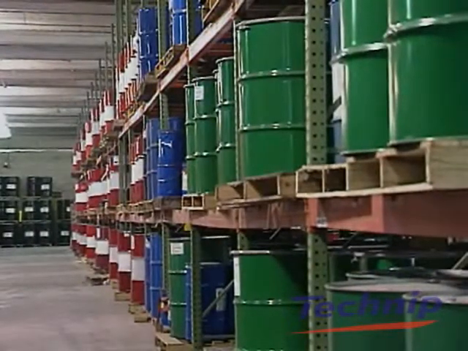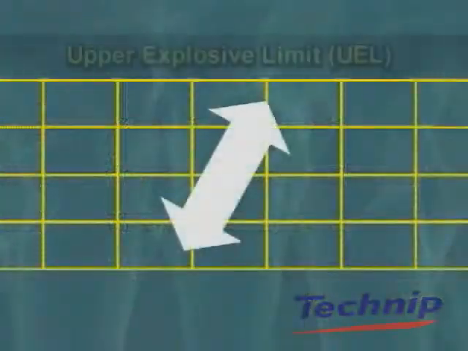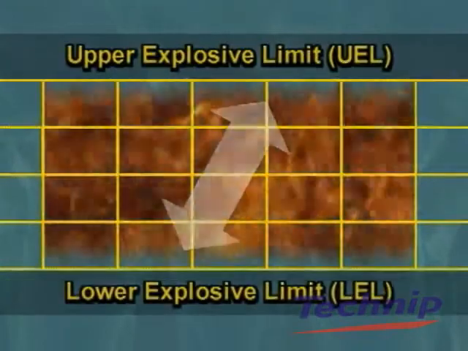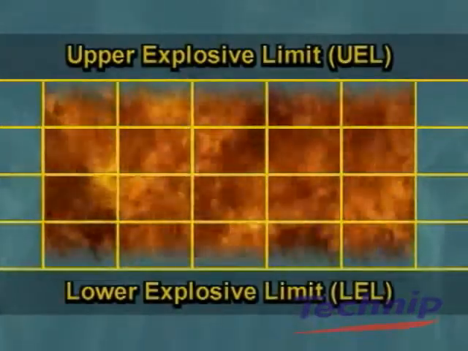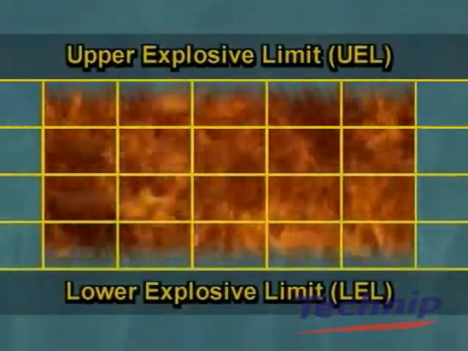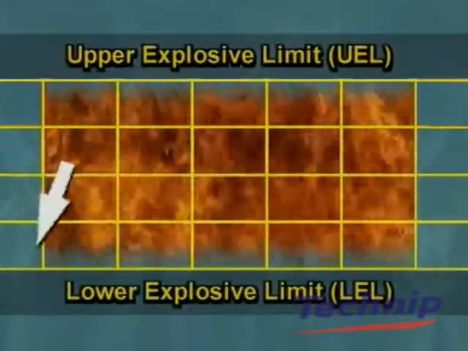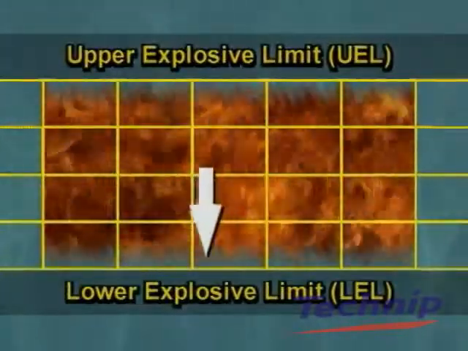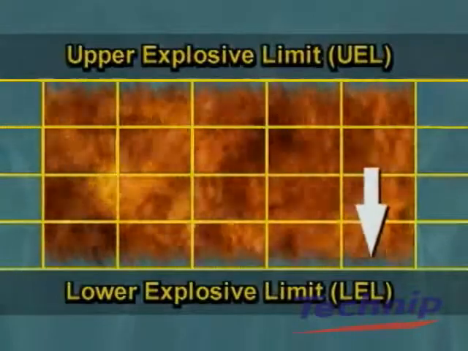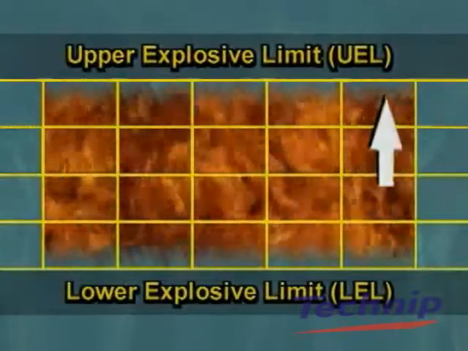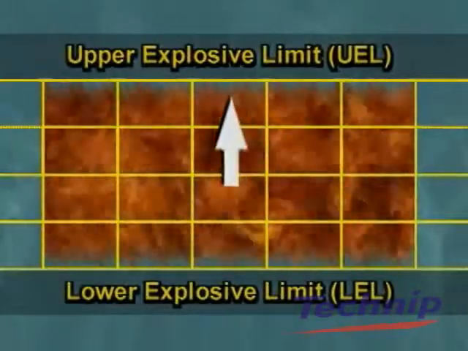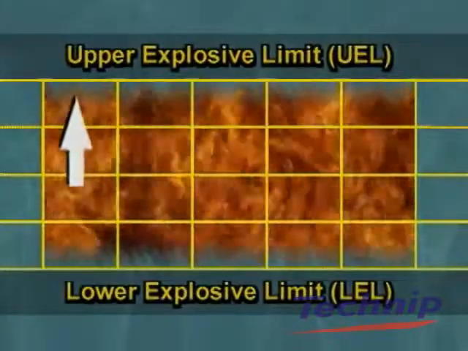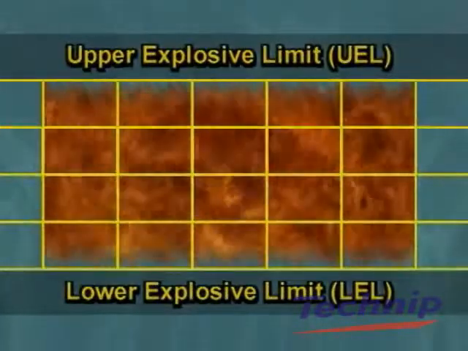storage and handling. The range between the upper and lower explosive limits is the point at which the vapors given off by the material will ignite and burn. Below the lower limit, there is not enough material to fuel a fire. Above the upper limit, the concentration of fuel in the air prevents the fire from getting enough oxygen to ignite.